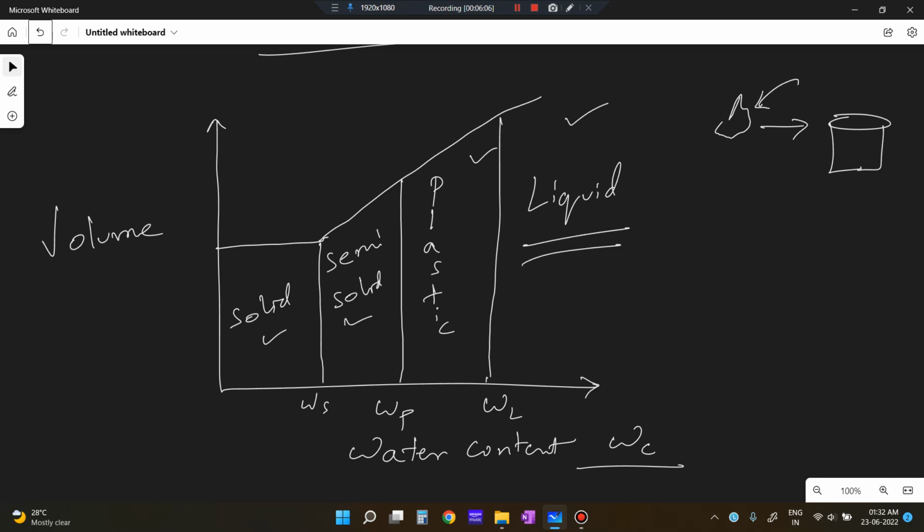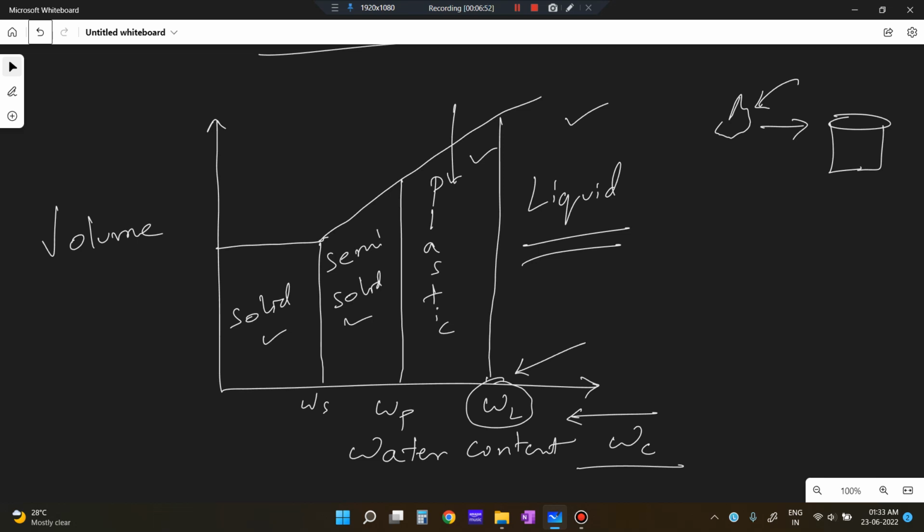Now if you decrease the water content beyond this limit, this WL, then the state of the soil sample will change from liquid state to plastic state, and it will start offering some resistance to flow. That means it will start gaining shear strength. In this plastic state, the soil can be molded to different shapes without rupturing it due to plasticity.